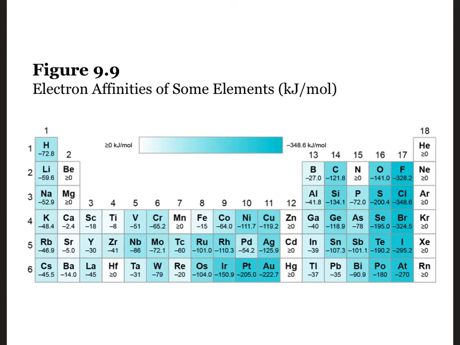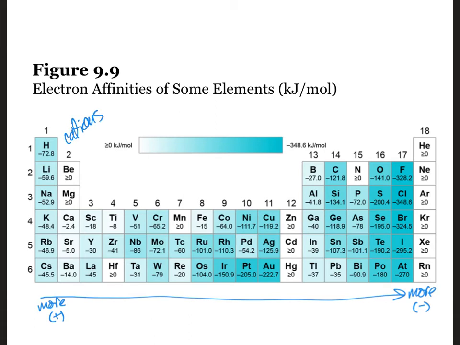Unlike the trends for ionization energy, we don't see a clear periodic trend in the electron affinities, except to note that they generally become more negative or favorable, moving from left to right. This makes sense when you realize that metals, on the left, prefer to give up electrons to form cations, while the nonmetals, on the right, prefer to accept electrons to achieve a noble gas configuration.